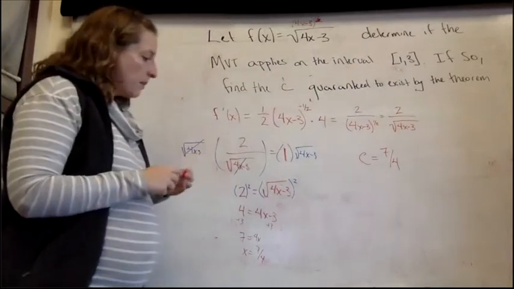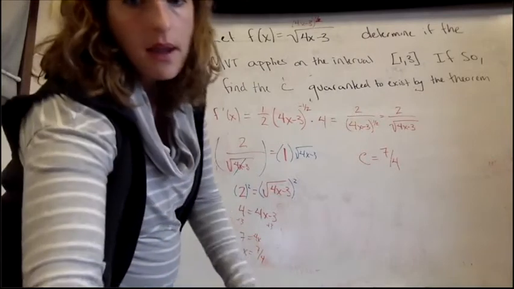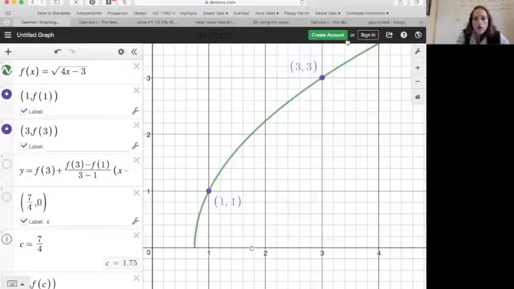Now I'm going to quickly model that on a graph using Desmos, just so we can see what that looks like. Remember that the point we found was 7/4, so let's look at what that looks like on a graph. So hopefully you can see Desmos here. We've got our function. The green line is our f(x) equals the square root of 4x minus 3, and I've labeled our two endpoints, (1, 1) and (3, 3). So that's our interval from 1 to 3.